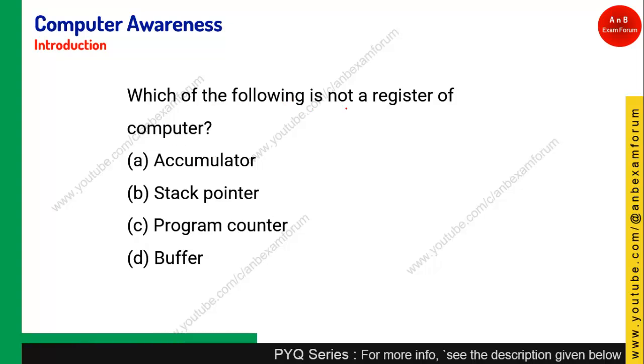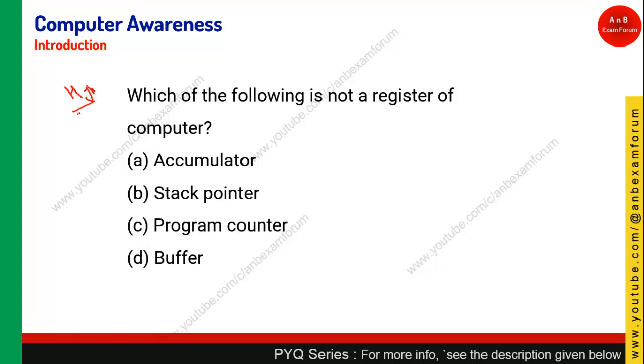Let's see the next question. Which of the following is not a register of a computer? This is a high level question for the beginners. Students, there are certain kinds of registers. A register is again a kind of storage device. It is used in the computer, and accumulator, stack pointer, program counter are basic registers which store some information. Program counter points to the current instruction, stack pointer stores the address of the stack where it is currently present, and accumulator is the register that stores the value of some parameters. Whereas buffer is a terminology for memory, it is not a register. So option D is the correct answer.